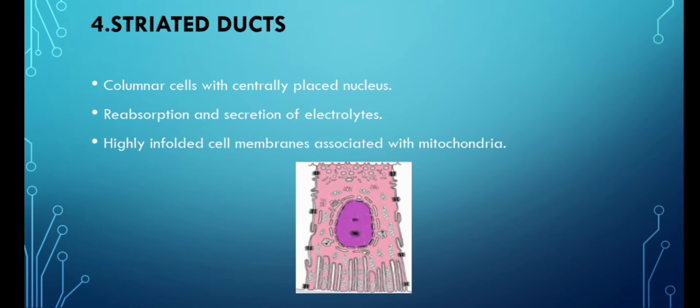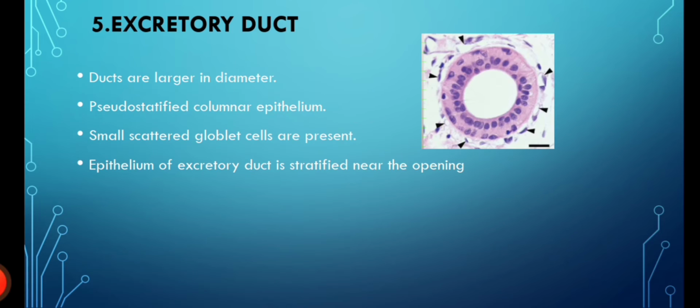These striated ducts contain columnar cells with centrally placed nucleus. Their function is reabsorption and secretion of electrolytes. They perform mainly these two functions. Their cell membranes are highly infolded and contain numerous mitochondria.